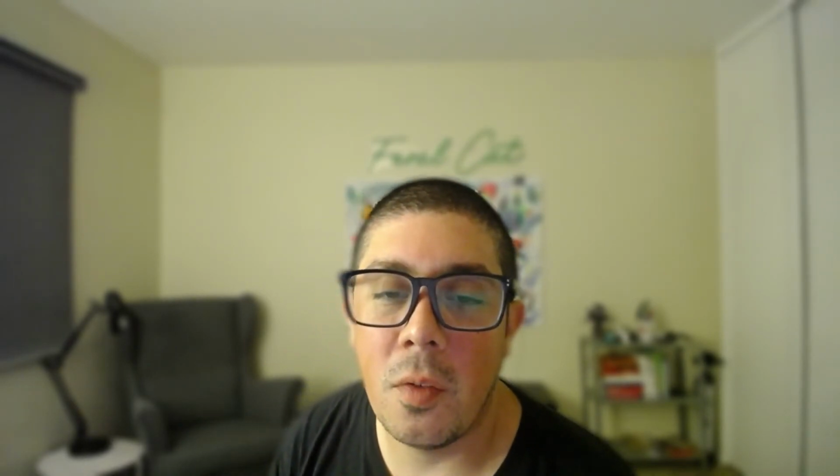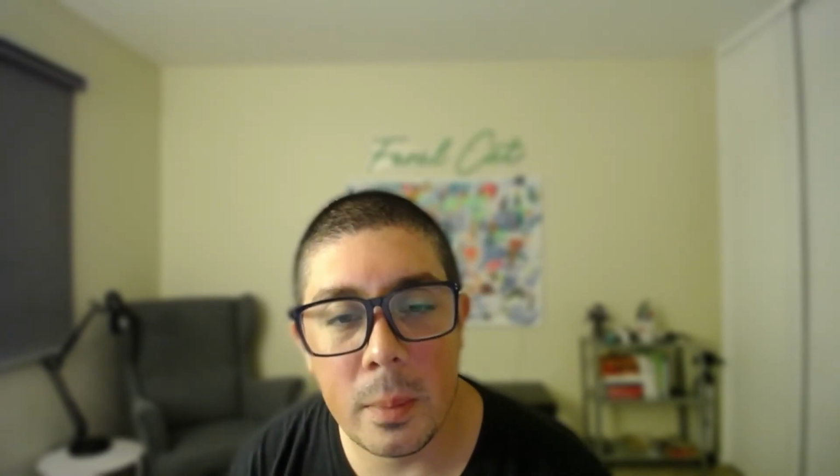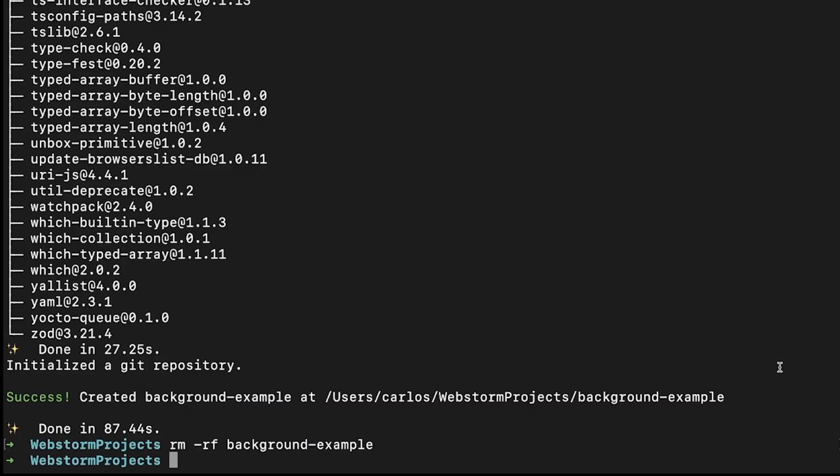Just a quick overview of my local setup. I'll be doing development on an M1 MacBook Pro, and I'll be using WebStorm as my IDE of choice. I'm going to show you how to set the background for a Next.js application, application-wide. This isn't going to be for one page. This will be for your entire application.